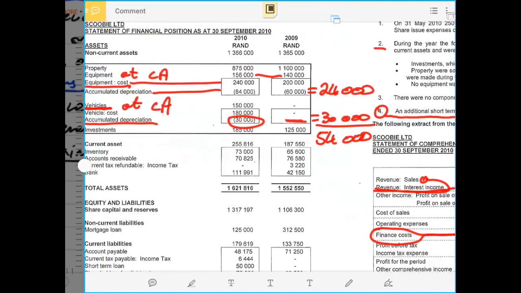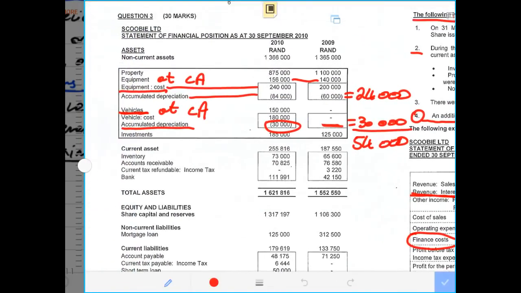And in the statement of financial position, we do have inventory under current assets. And our inventory in the statement of financial position under current assets, in the year 2009, inventory was 65,600. And inventory in the year 2010, it was 73,000 rands. Take note of that. Our years are there on top, 2010 and 2009.